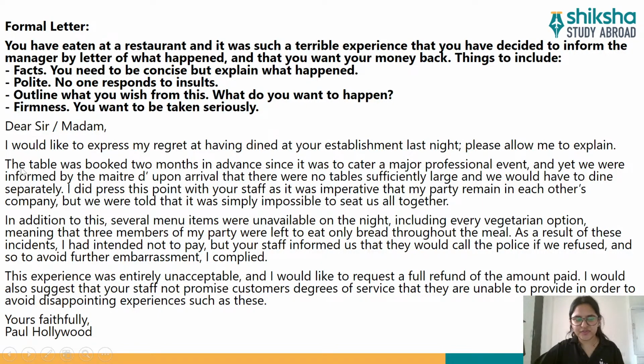Now, the next paragraph says the table was booked for, we are explaining here basically, so you can read it by yourself later on. Next is, in addition to this, several menu items were unavailable on the night. So we are talking about no one responds to insults. This is the second paragraph. We are actually adding information by telling them that it was kind of an insult that several menu items were not available during the dinner, or during the experience.